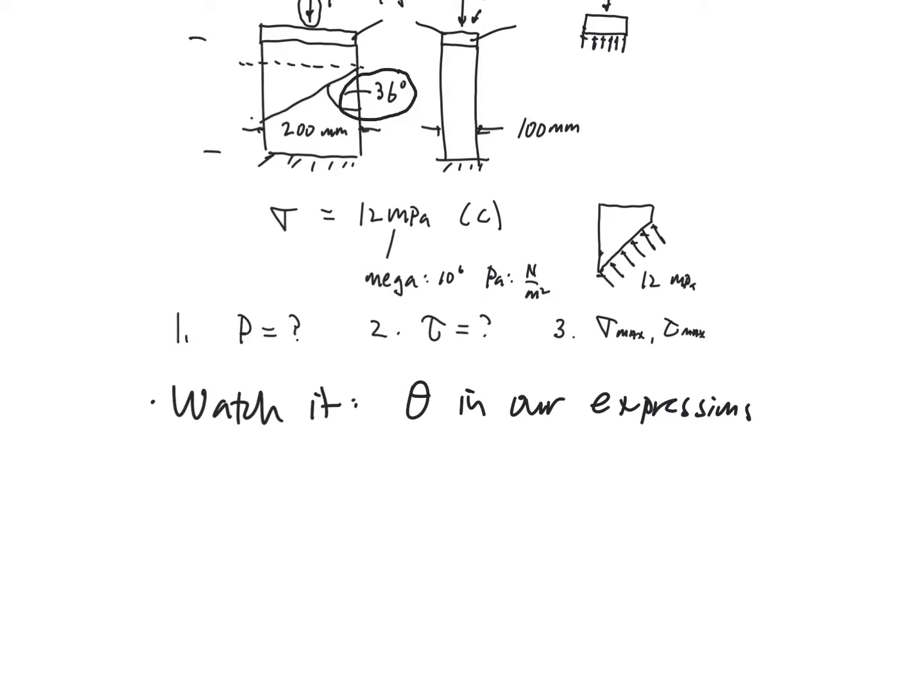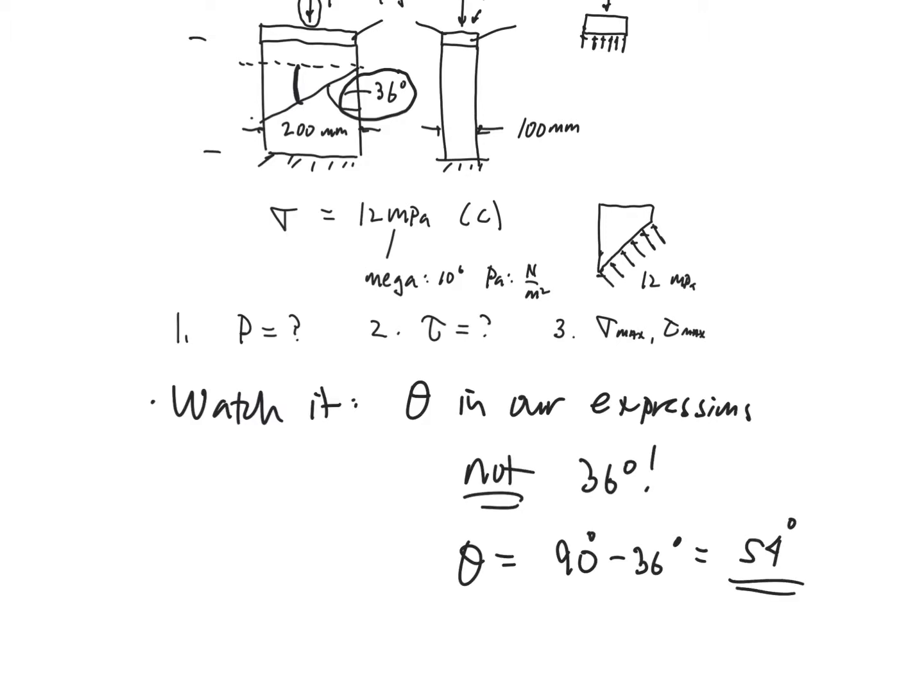So theta in our expressions is not 36 degrees. Exclamation point. We're very excited about that. Instead, it's this one right inside here. It's the angle off of the perpendicular cut. So theta is going to actually be 90 minus 36 degrees. So that's going to be 54 degrees. That's very important. It's kind of a subtle point, but as long as you realize it, then it makes things very, very easy for us.